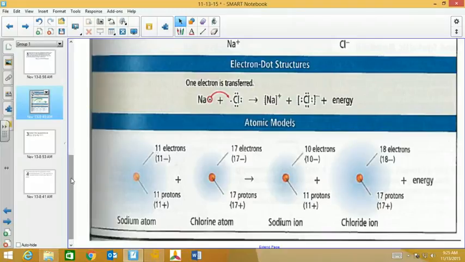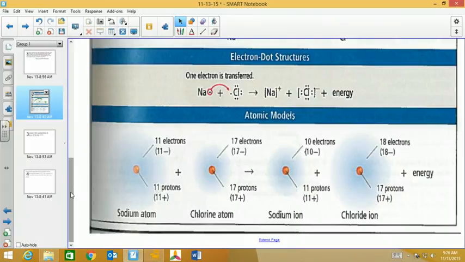Some reactions need energy, like splitting water into hydrogen and oxygen. You have to put electricity through it to make it split apart. So that energy would be on the other side of the equation. It's a good question. And last but not least, they talk about the atomic models. So a total of 11 electrons, 11 protons for sodium, 17 electrons, 17 protons for chlorine. And then we change the number of electrons to 10 and 18. But again, notice, protons stay the same. The number of protons doesn't change with a chemical reaction.